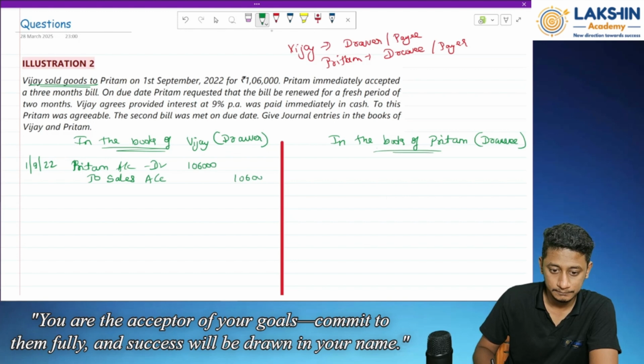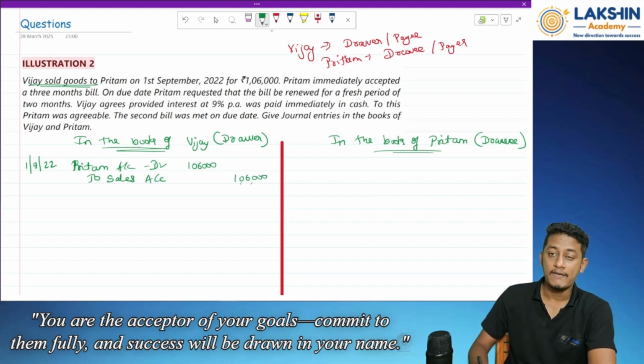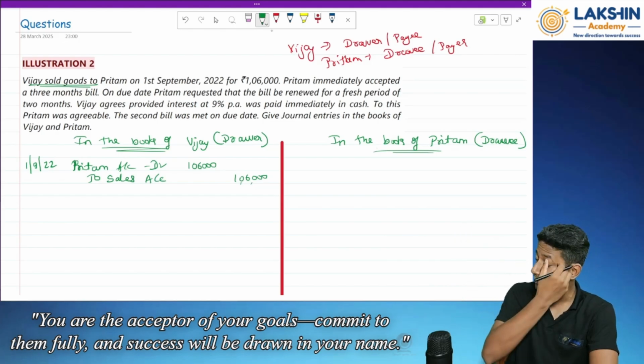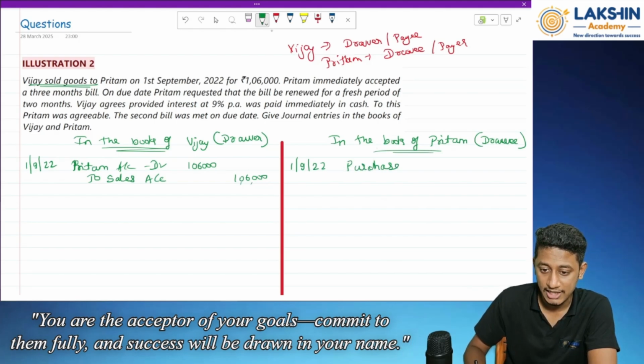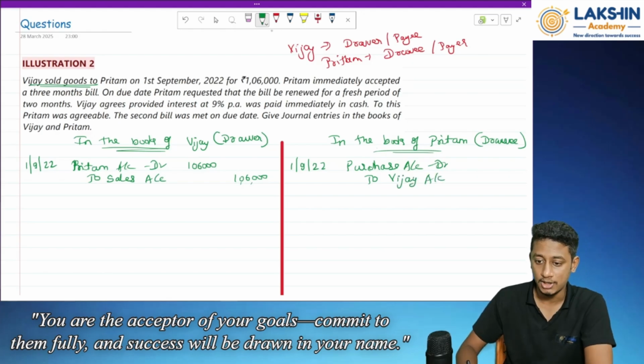Yes, next. In the books of Pritham, whenever a person is selling to the other person, that will be a purchase entry. So on 1st September again, in the books of Preetham, that will be a purchase entry. So purchase account debited, a basic journal entry. I won't be going deep into it. Purchase account debited to what? To Vijay's account, because Vijay is our creditor now, right? In the books of Preetham. So amount rupees 1.06 lakhs.